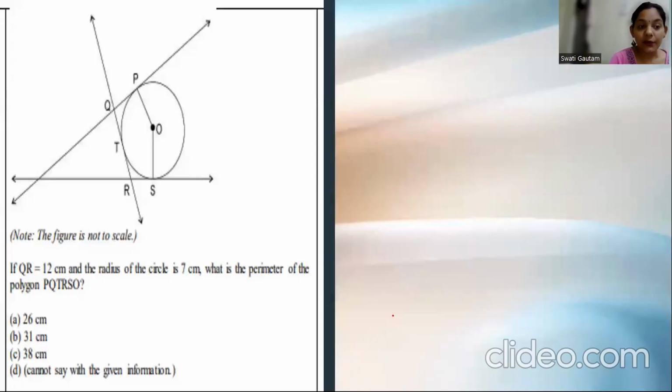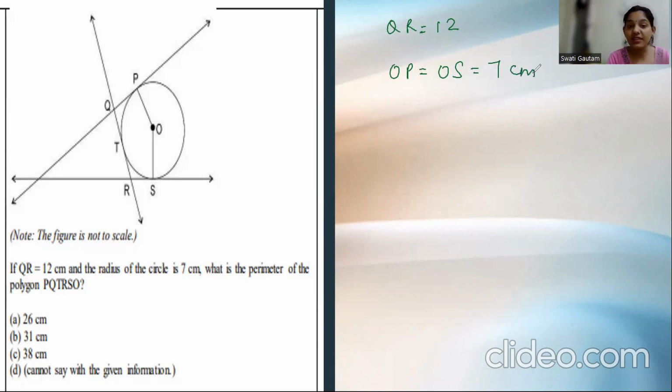Okay, so let's start part 2 of this. So the question is that QR is equal to 12 centimeter and the radius of the circle is 7. Radius of the circle is OP, and because OP and OS both are the radius of the same circle, the values of both of these are 7 only. Now we have to find out the perimeter of PQTRSO.